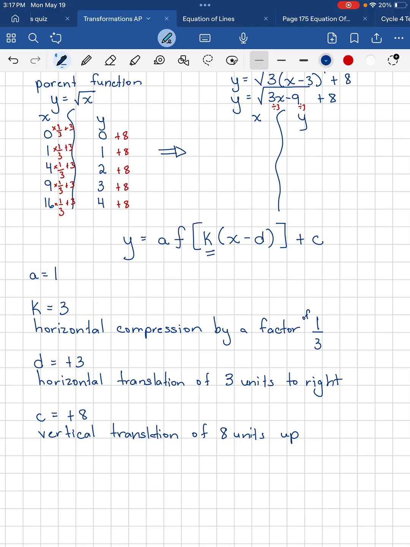0 times 1 over 3 is 0. And then 0 plus 3 is 3. 1 times 1 over 3 is 1 over 3. 1 over 3 plus 3 is 10 over 3. 4 times 1 over 3 is 4 over 3, plus 3. I'm hoping that you're doing this with me and pausing if I'm going too quickly. 9 times 1 over 3 is actually 3, and 3 plus 3 is 6. 16 times 1 over 3 is 16 over 3. 16 over 3 plus 3 is 25 over 3.